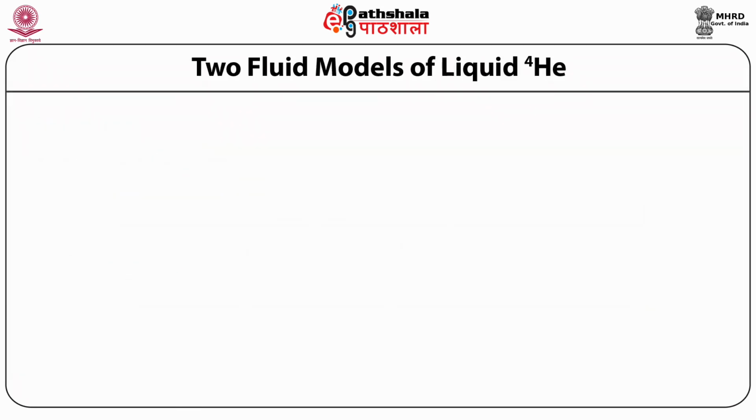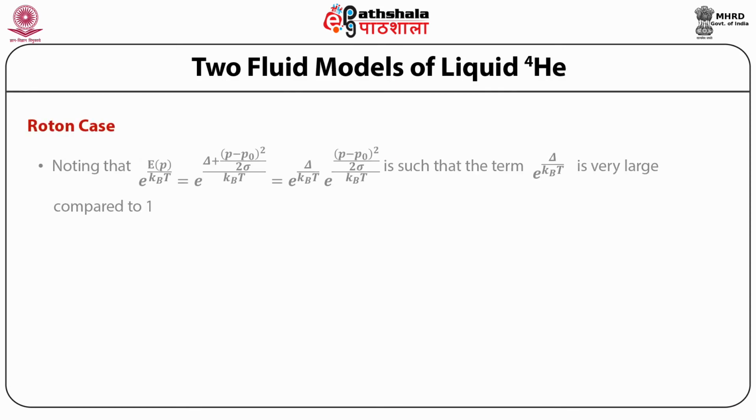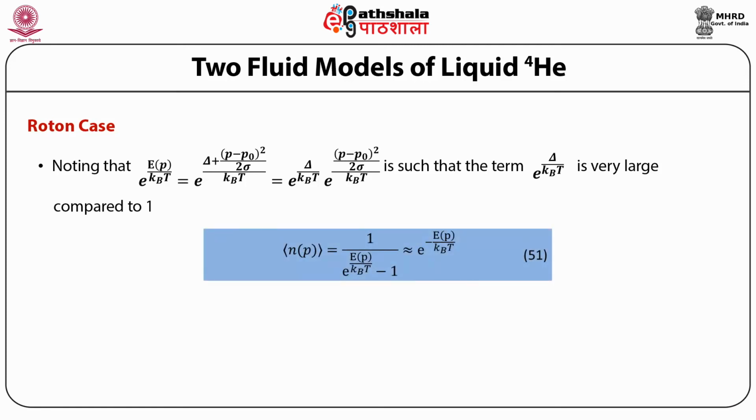Let us now focus our attention on the roton case. Noting that e raised to power E_p upon k_B T is equal to e raised to power Δ plus (p minus p₀)² upon 2σ, divided by k_B T, which is equal to e raised to power Δ by k_B T times e raised to power (p minus p₀)² divided by 2σ k_B T, such that the term e raised to power Δ by k_B T is very large compared to 1. Therefore, the mean value of N_p, which is 1 upon e raised to power E_p upon k_B T minus 1, is approximately equal to e raised to power minus E_p upon k_B T.